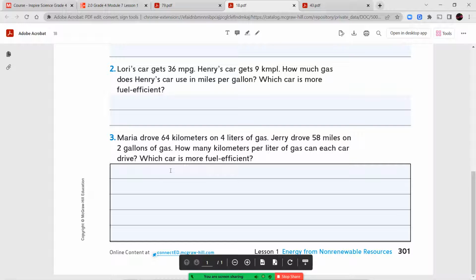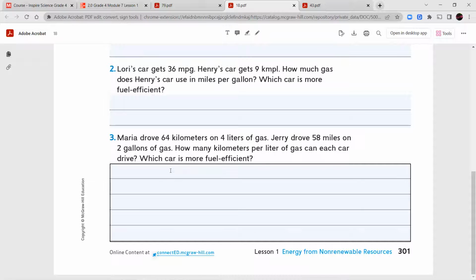Number 3, Maria drove 64 kilometers on 4 liters of gas. Jerry drove 58 miles on 2 gallons of gas. How many kilometers per liter of gas can each drive? Which car is more fuel efficient?